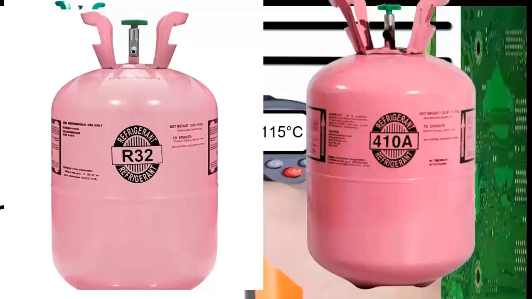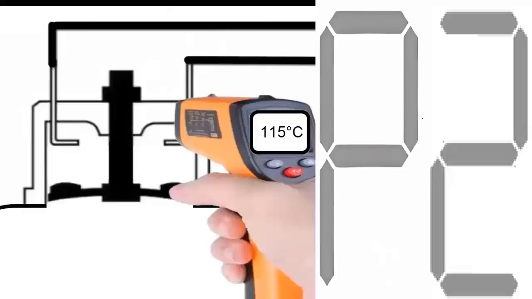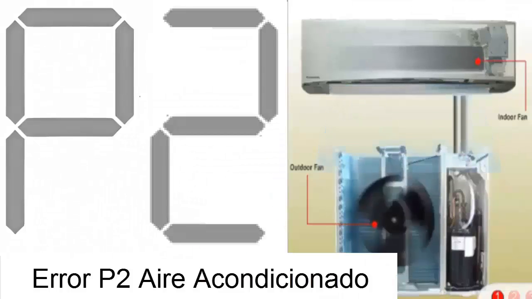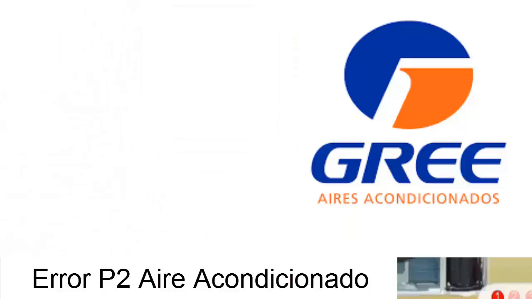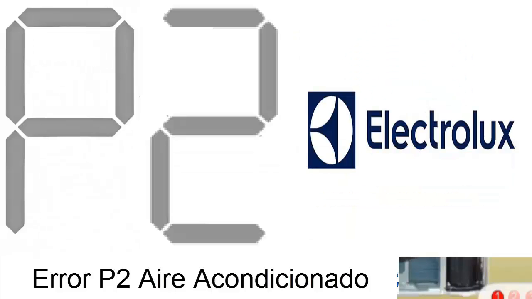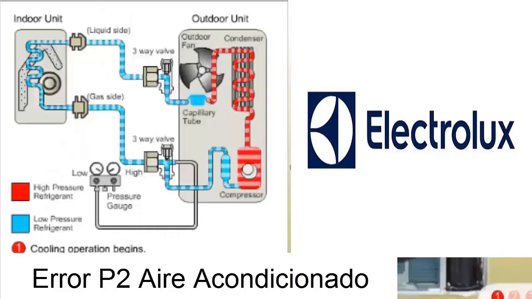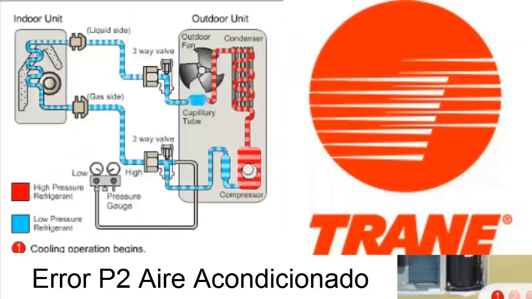Attention, it is crucial to note that there is a possibility that the meaning of the P2 error code may change depending on the manufacturer and model of the air conditioning unit. For example, for brands like Electrolux, the P2 code may indicate a malfunction of the compressor during the maximum frequency test, while for other brands like Trane, it may mean a malfunction or low pressure protection.